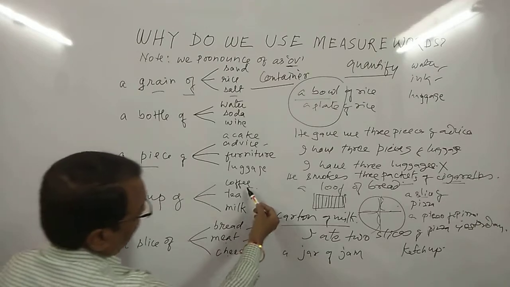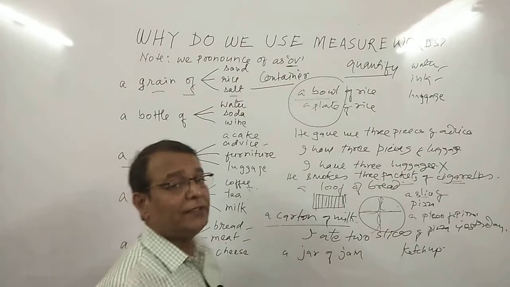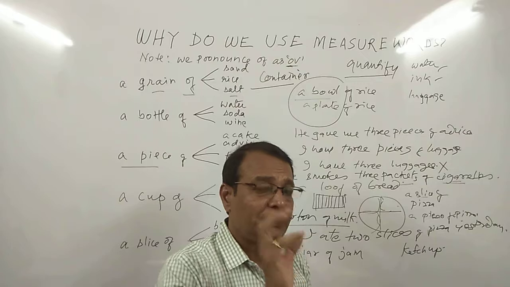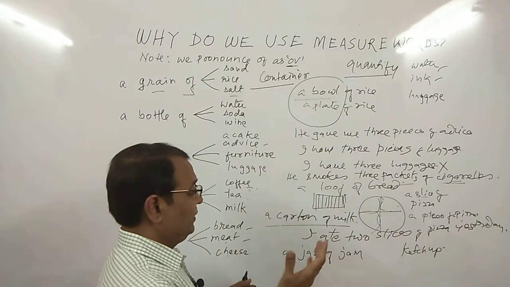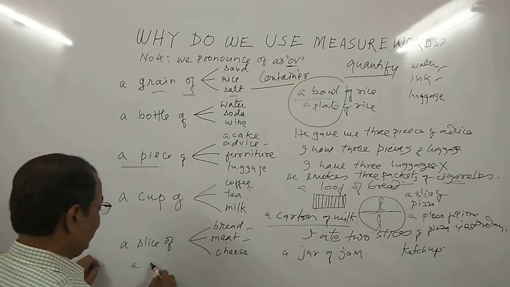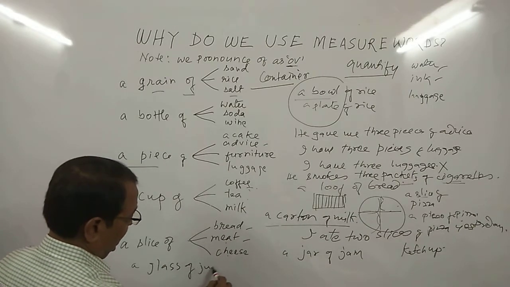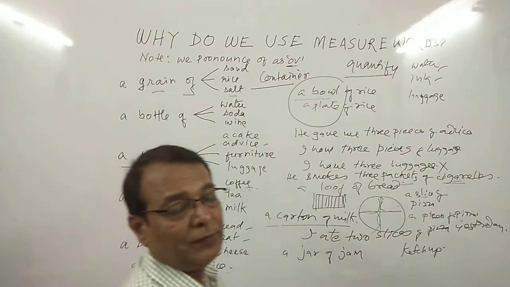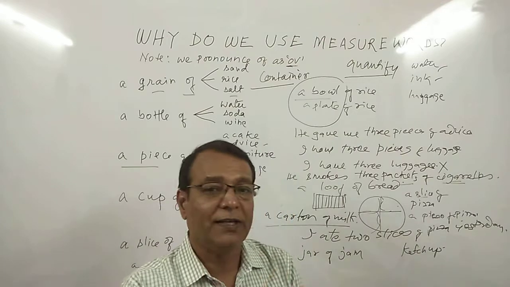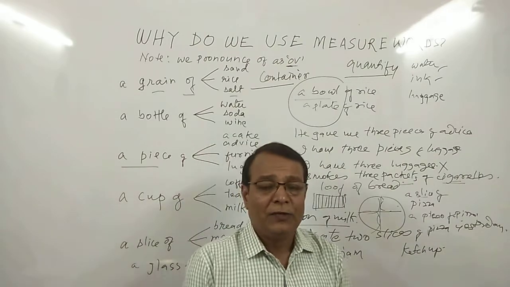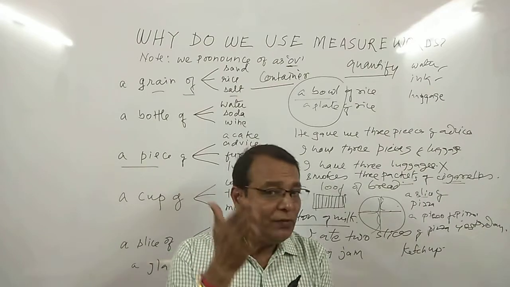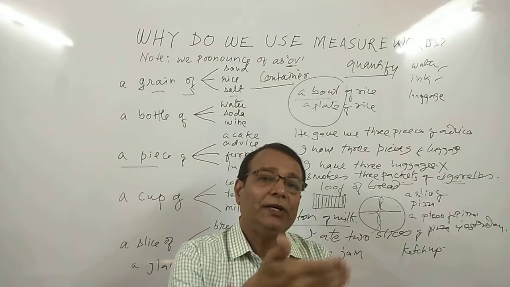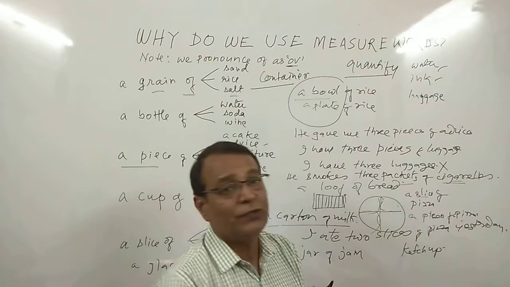Cup of: here I have written only 3 words, coffee, tea and milk, but anything that you drink in a cup, you can say a cup of that particular thing, right? Suppose you say a glass of juice. You drink a glass of juice, because that is coming in a glass. So that's very easy to understand. First you mention the measure word, then you use of, and then the name of the material that you are talking about, right? This is how you have to use measure words.